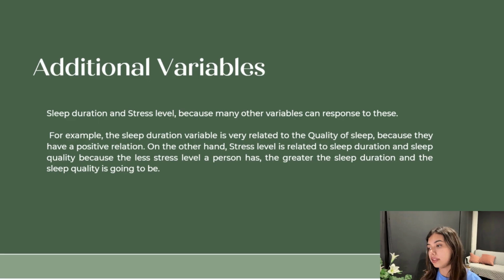For example, the sleep duration variable is related to the quality of sleep because they have a positive relation. On the other hand, stress level is related to sleep duration and sleep quality because the lower the stress level a person has, the greater the sleep duration and the sleep quality are going to be.